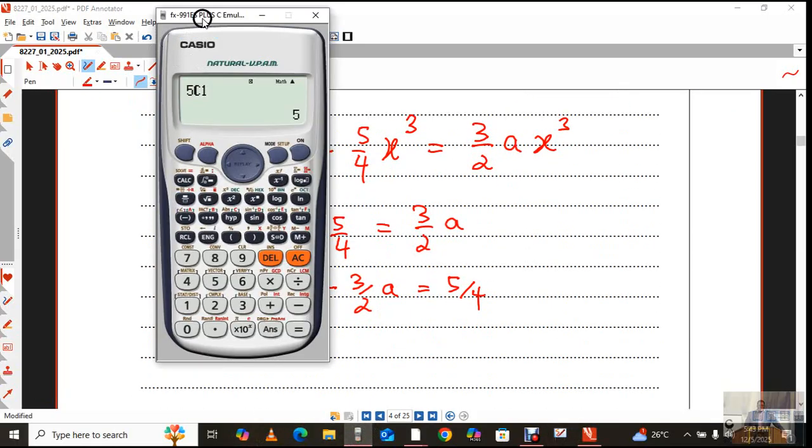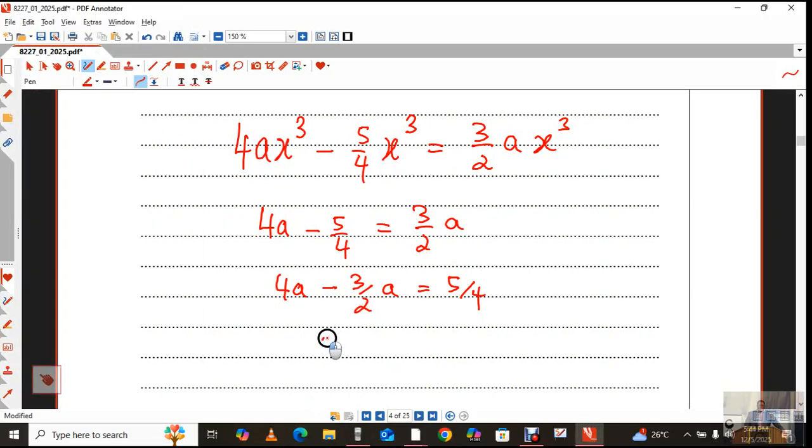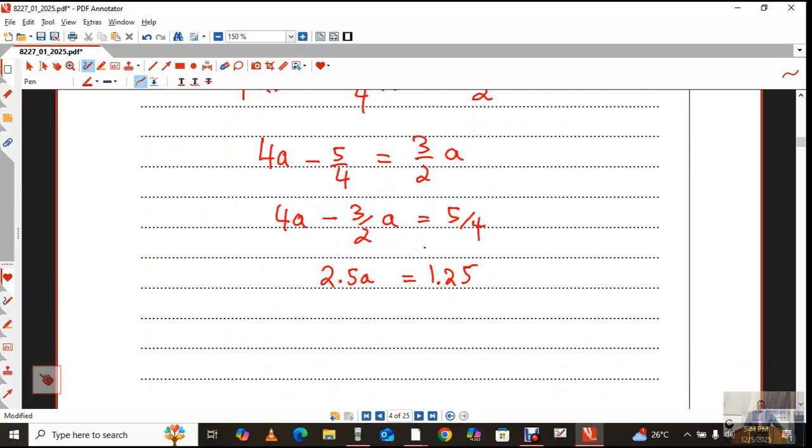So please remember, this is just the same as 4 minus 1.5. So if you do that, 4 minus 3 over 2 is the same as saying 4 minus 1.5, which is 2.5a. All right, so I'm going to write it as 2.5a over here. And this is 5 over 4, and 5 over 4 is nothing but 1.25. So now in order for me to find the value of a, you'll just be dividing both sides by 2.5.